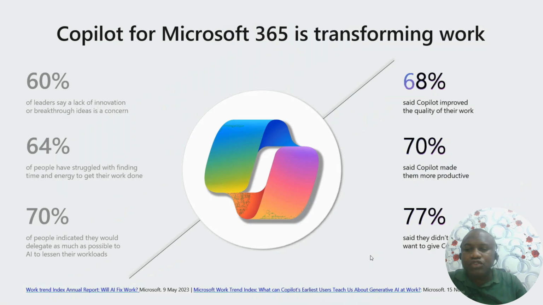64% of the people have struggled with finding time and energy to get their work done. You just come in the morning and you see workload pile up on your desk. You don't even know where to start from. You don't have the energy, you don't have the time. It's just 10 a.m. and you're already looking for what to eat because you're still wrapping your head around how do you solve all this. You just wish you had an assistant. And why 70% of the people indicated they could delegate as much as possible to AI to lessen their work.